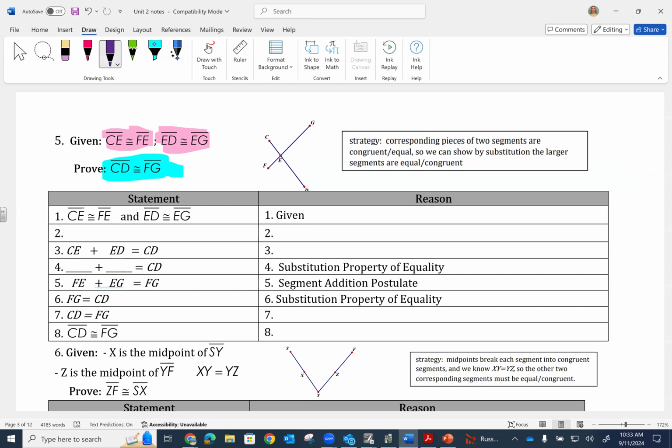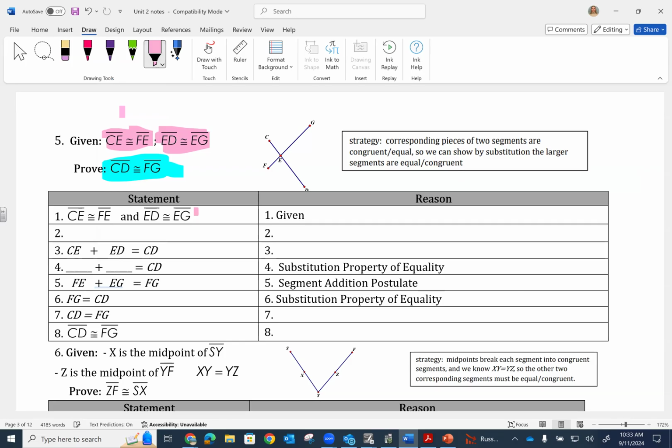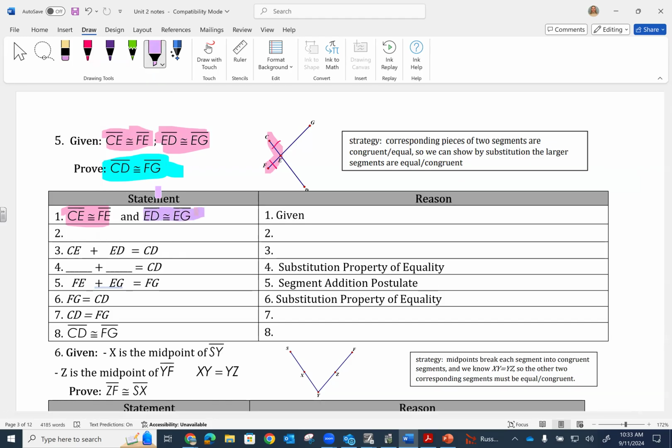So the first step is always at least part of the given. They start us, and you have to document it in the proof. We know that CE and FE are congruent, and we're going to mark this on our diagram. You can use colors, or you can use hatch marks to show that these two are congruent to each other, whatever works for you. The other thing we know for sure is that EG is congruent to ED. Again, you can use colors or hatch marks to show these two match each other as well.